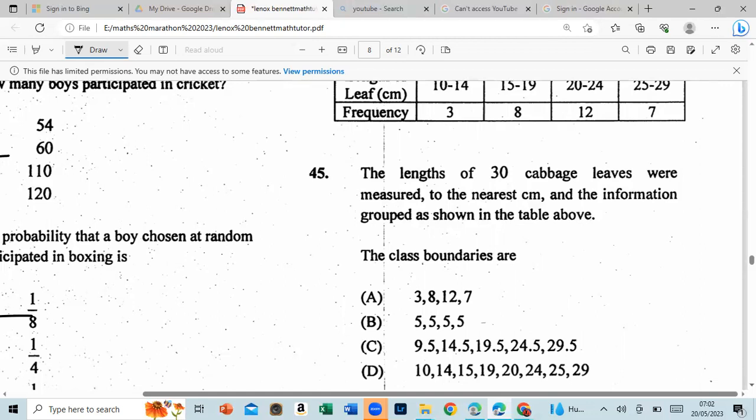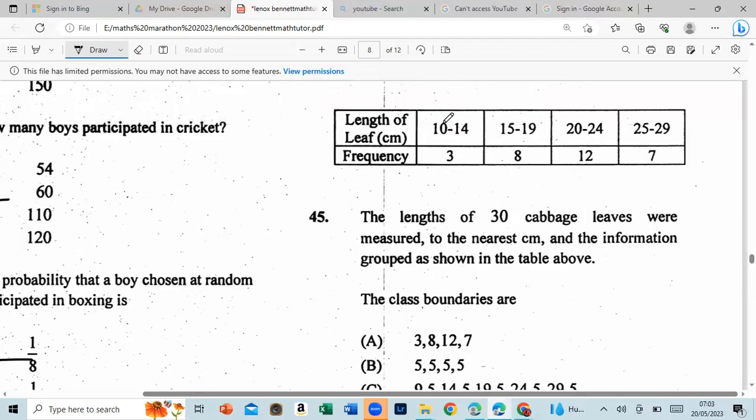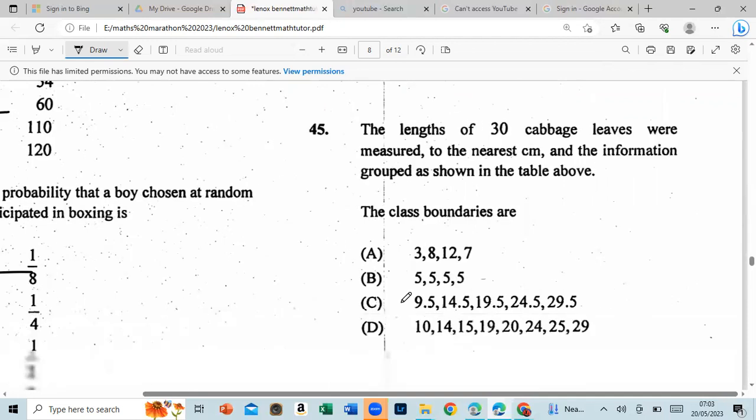So you have 3, 8, 12, 7, that's 5, 5.5. Oh, see here, 9.5, 14.5. For the lower class, you subtract 0.5, so that will give you 9.5. And for the other one, you add 0.5, so you get 14.5. Very nice question, this. Alright, so that will be C.